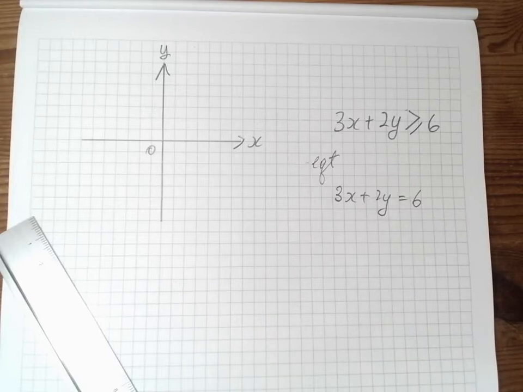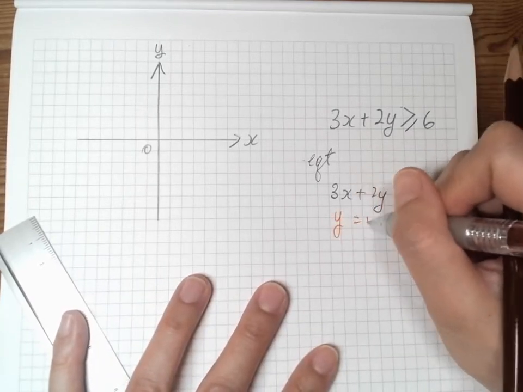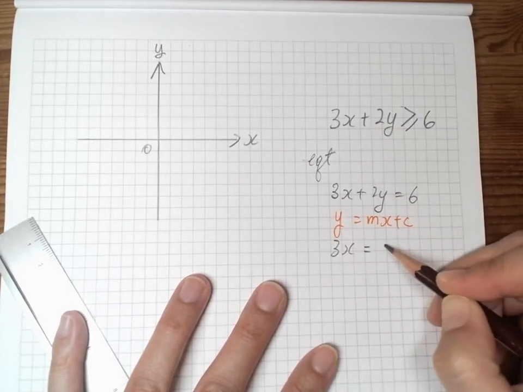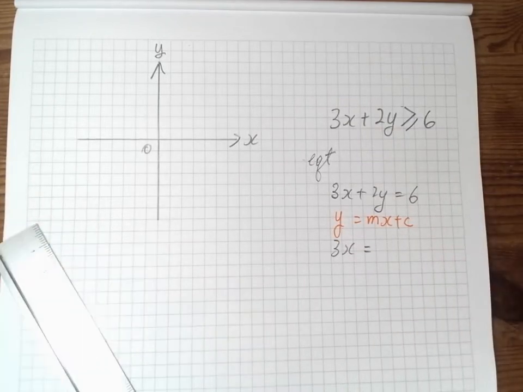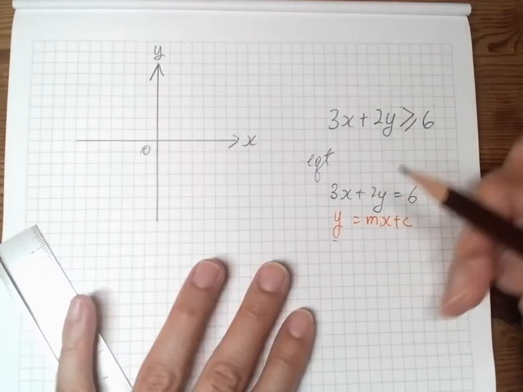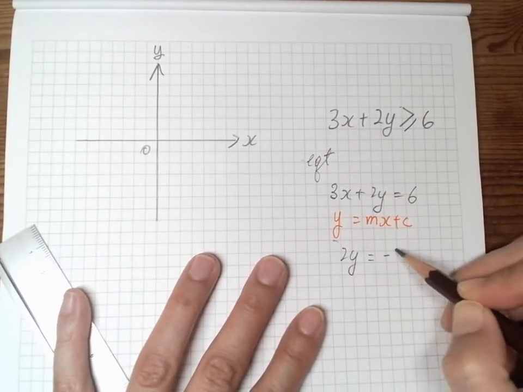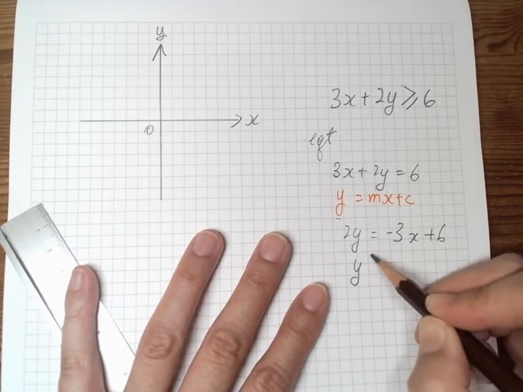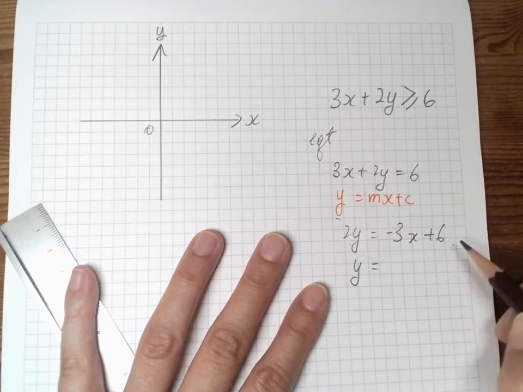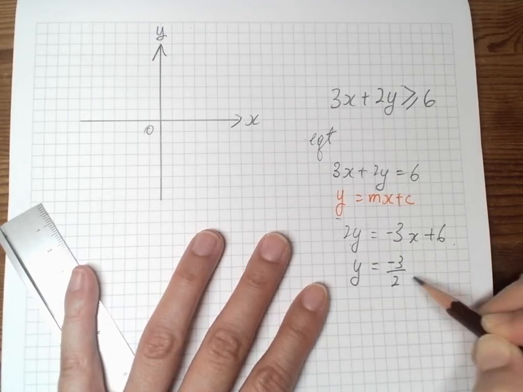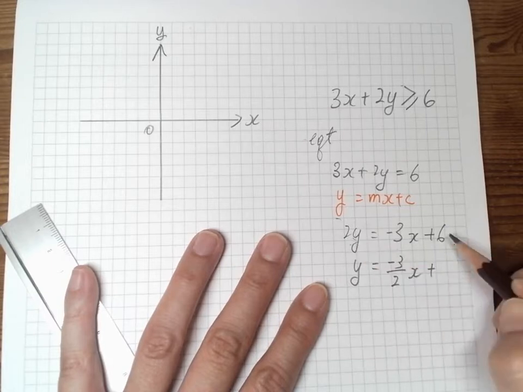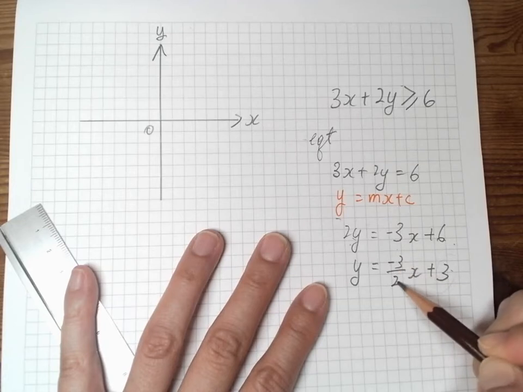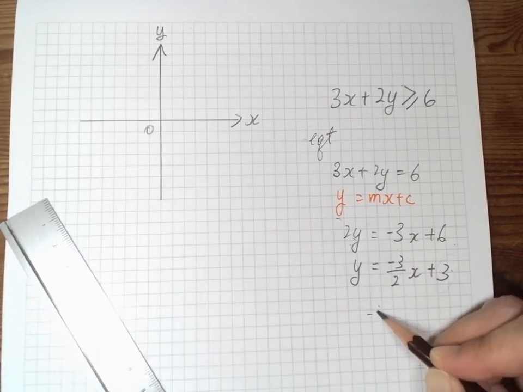To help us, we will rearrange it back to y equals to mx plus c. We don't want to throw the y to the other side. We need to keep the y here. So we have 2y equals to -3x plus 6. And then remove the 2 in front of y. Make sure you divide each and every term. So -3 over 2, and then plus 3. Now we know that the y-intercept is 3, the gradient is -3 over 2, so it's a negative rise.